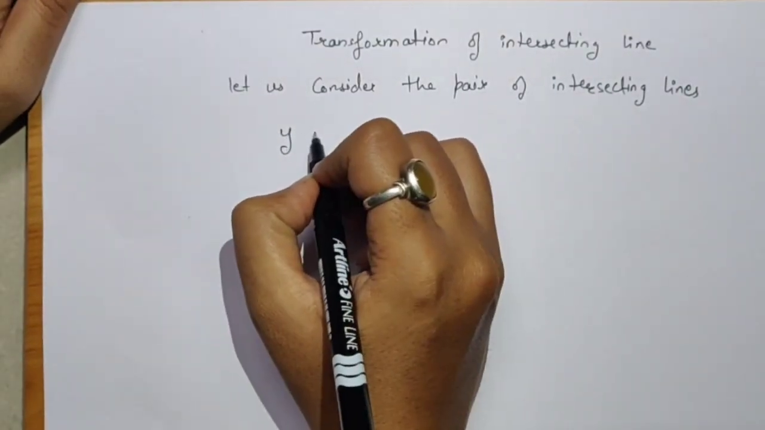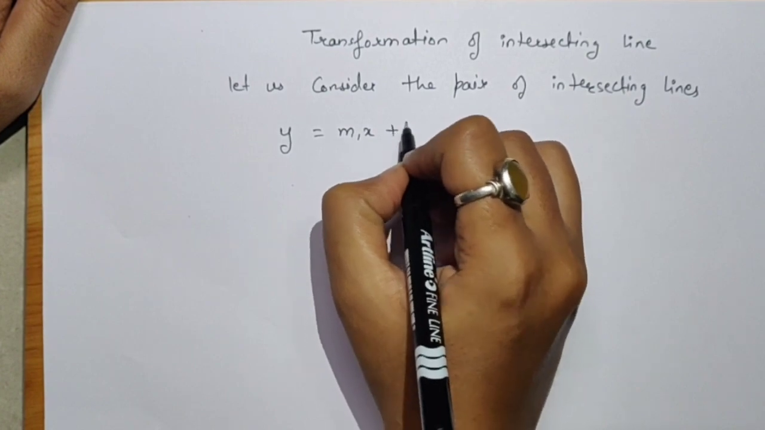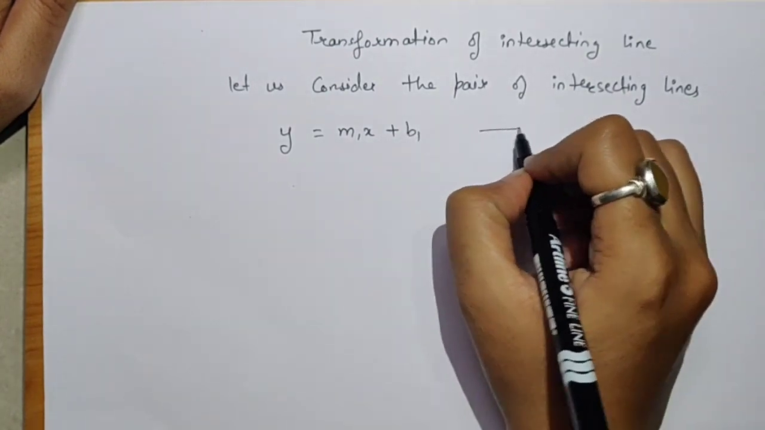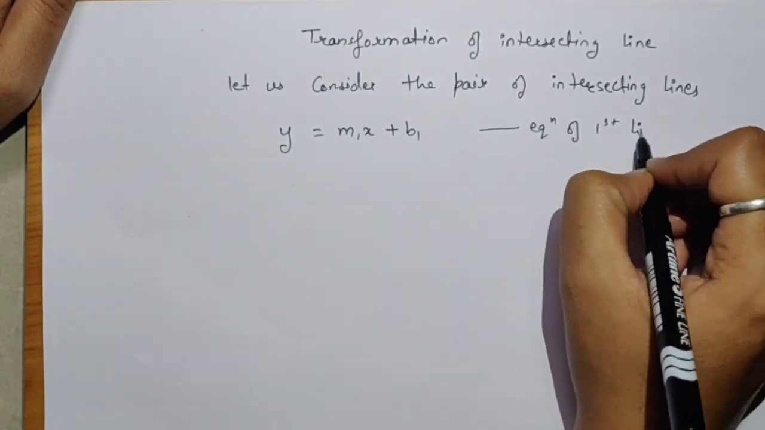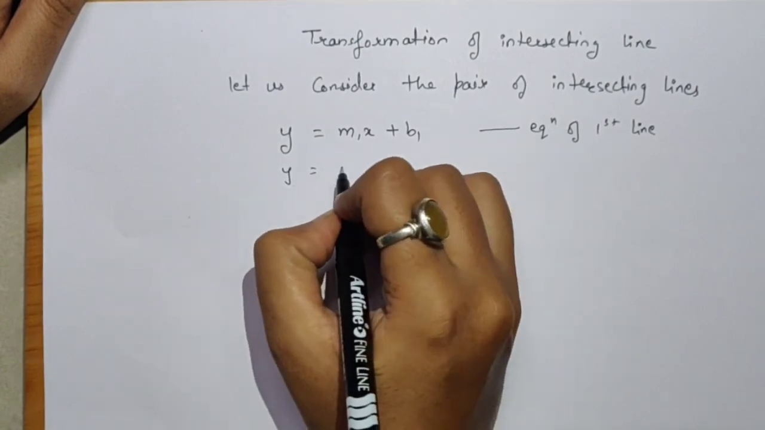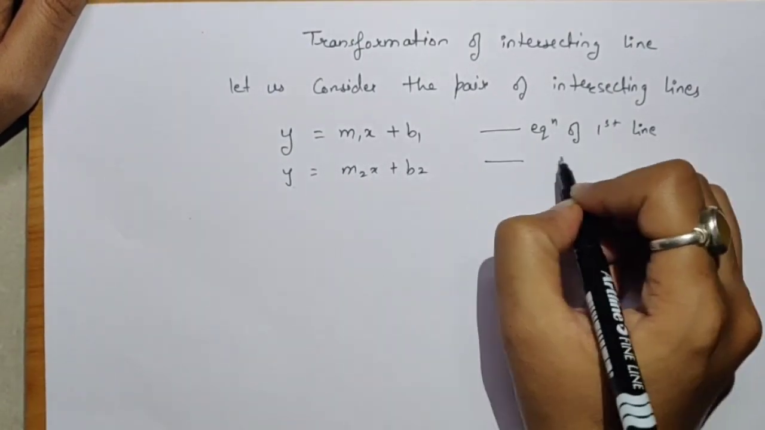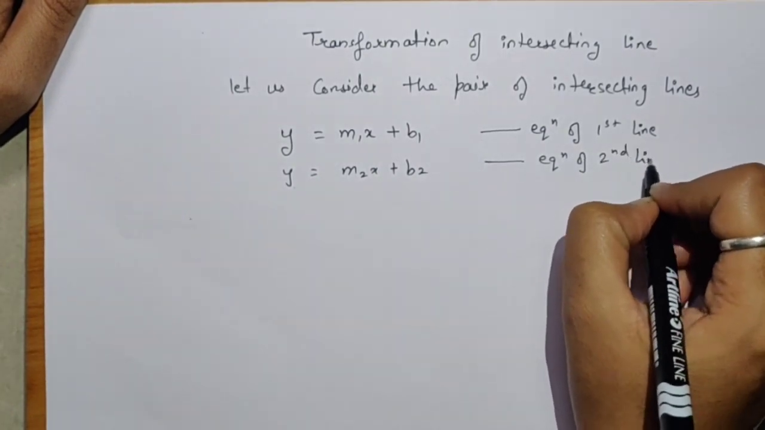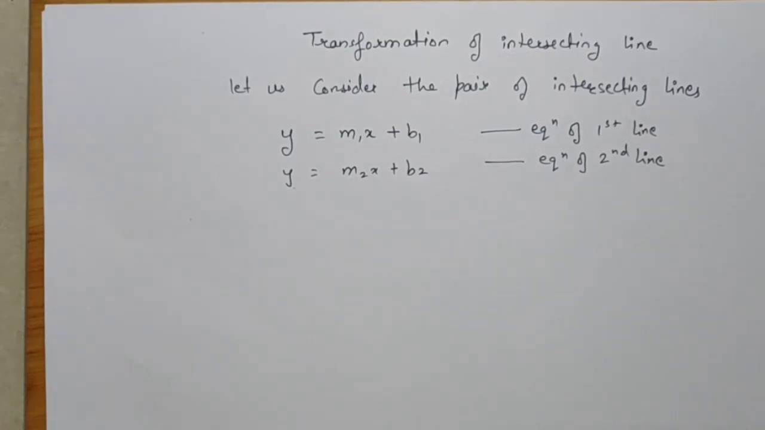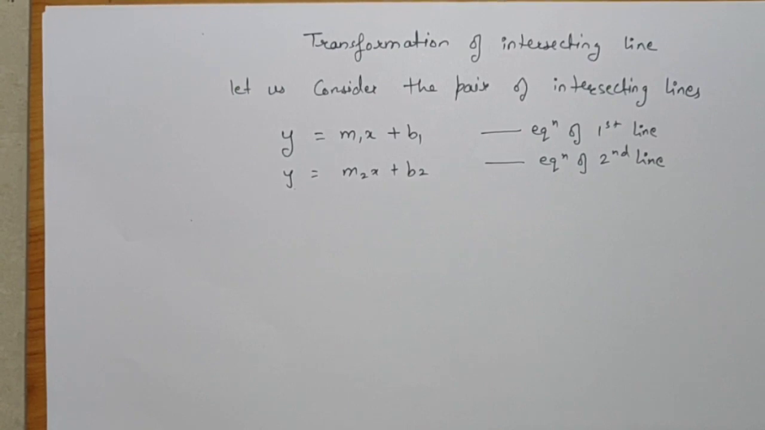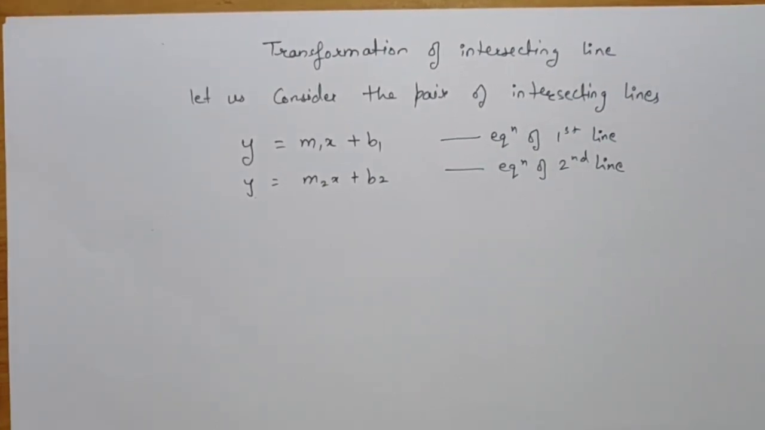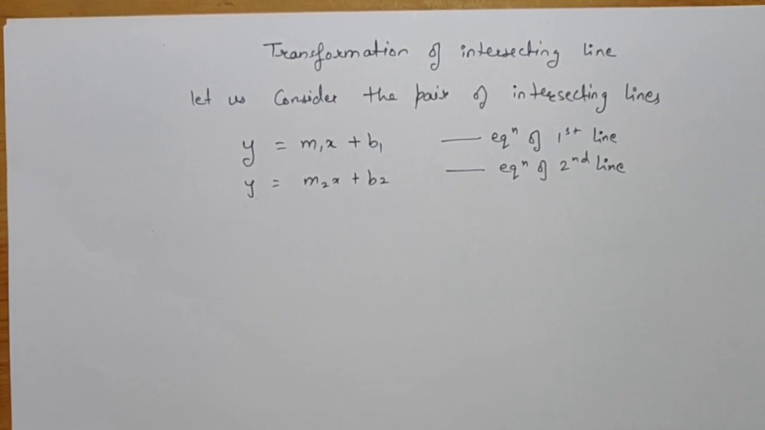So y is equal to m1x plus b1. This is the equation of the first line. And y is equal to m2x plus b2. This is the equation of the second line. Okay, now we have these two equations where m1 and m2 are slopes and b1, b2 are y-intercepts. We had already seen what a y-intercept is. The line crosses the y-axis at the y-intercept. So in this case we have two equations of lines where m1 and m2 are slopes and b1 and b2 are y-intercepts.